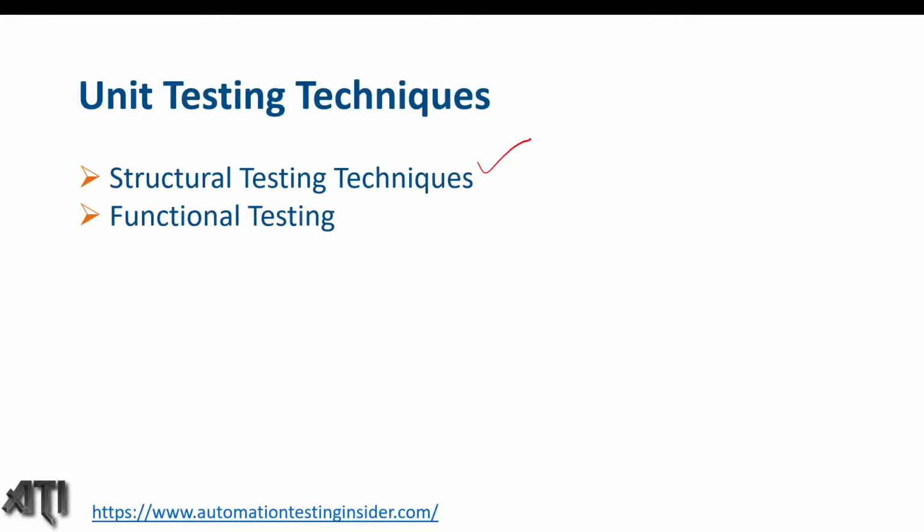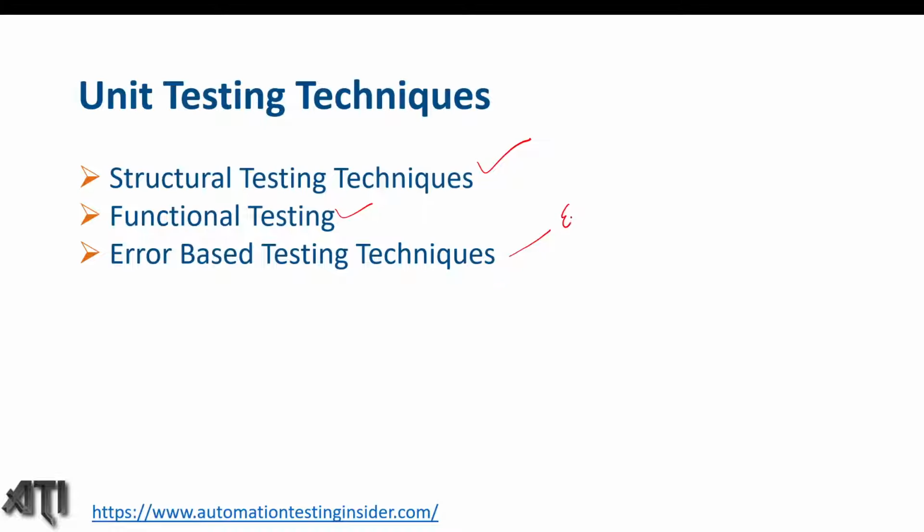Now the next thing is, what are the different unit testing techniques we have? We have structural testing techniques; there are 4 types of structural testing techniques we'll discuss in coming slides. We have functional testing, and we'll do some functional testing as part of unit testing, as I discussed earlier. And error-based testing techniques: we have a couple, like error seeding, which we'll discuss later, and the next one is mutation testing.